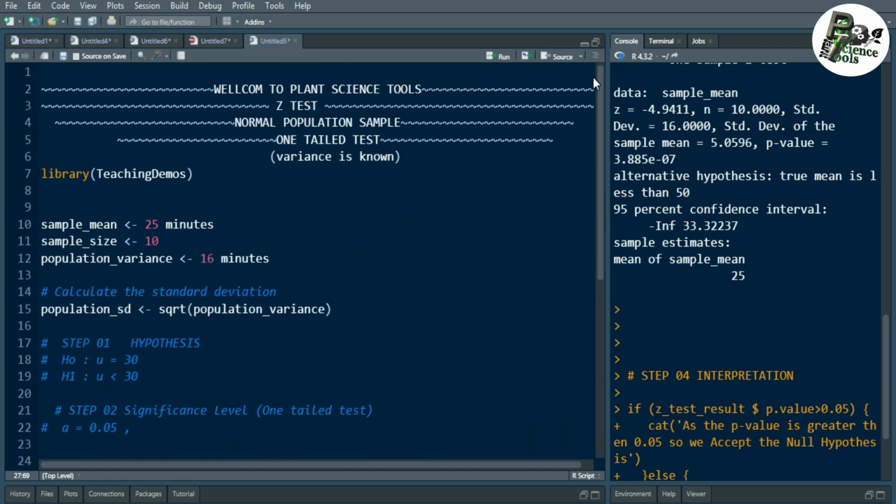So this is all about the z-test when the variance is known and the standard deviation is not given. I hope this video is very helpful for all of you.